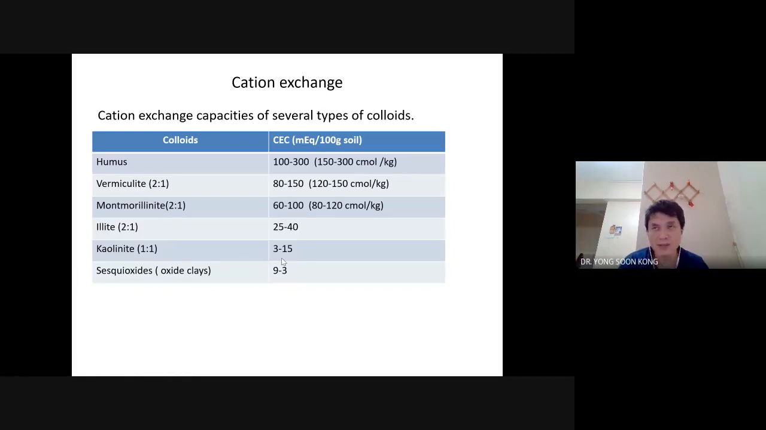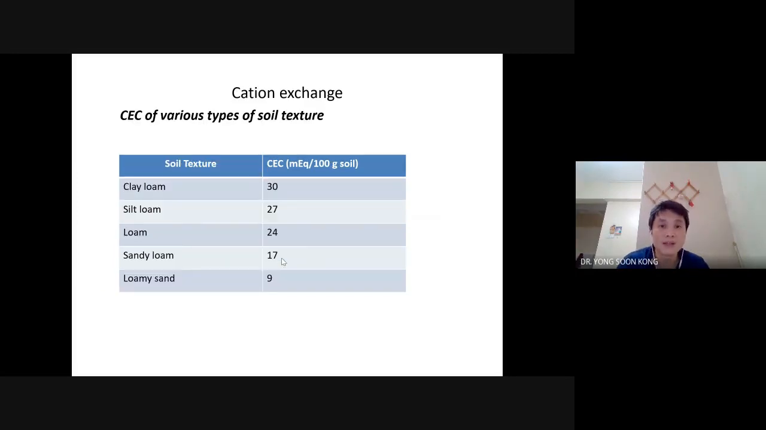So there's always something good about clays, whether it's 2-1 micelle clay or 1-1 micelle clay. Then CEC for different kinds of texture: sand, as we know, has large particles and less surface area, and therefore its CEC also might suffer. The one that can have high CEC is usually on the clay side, clay loam or whatsoever.